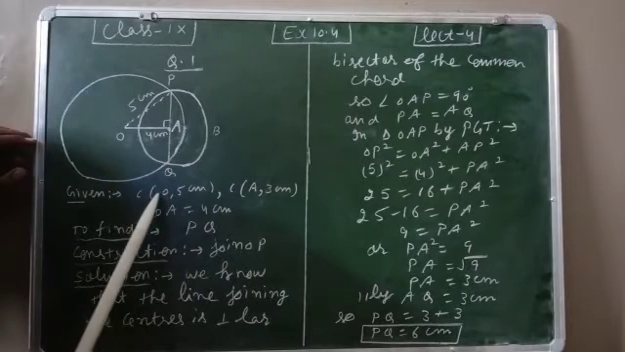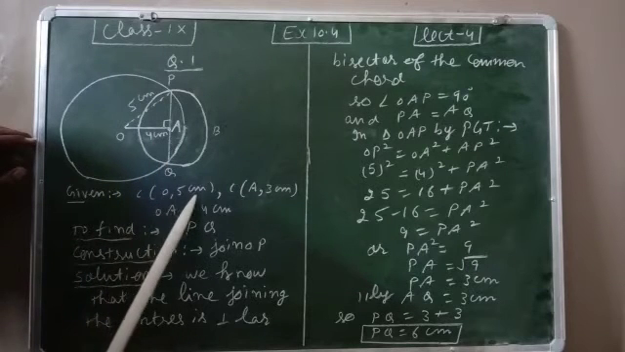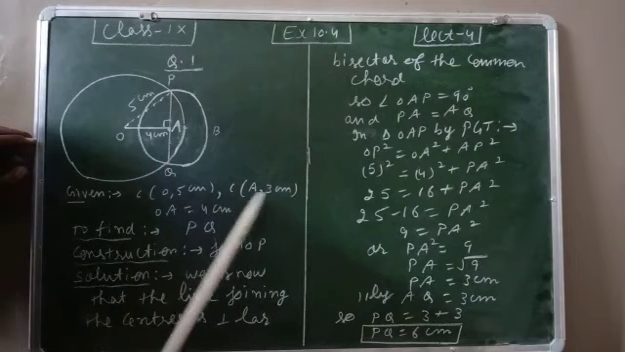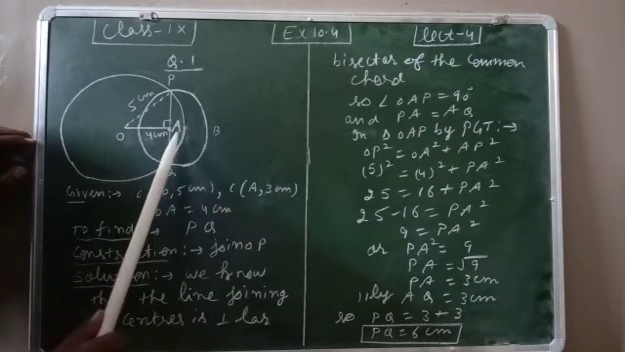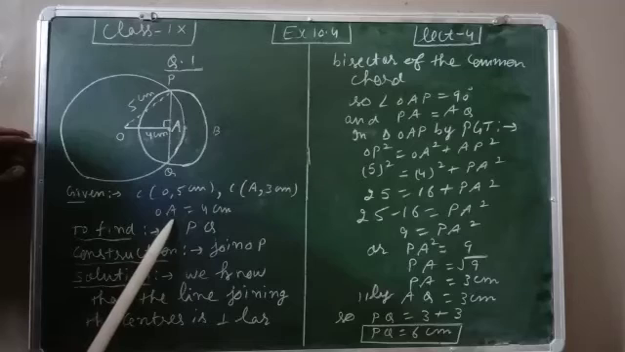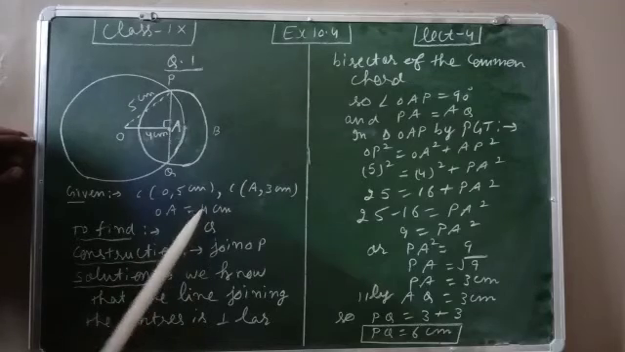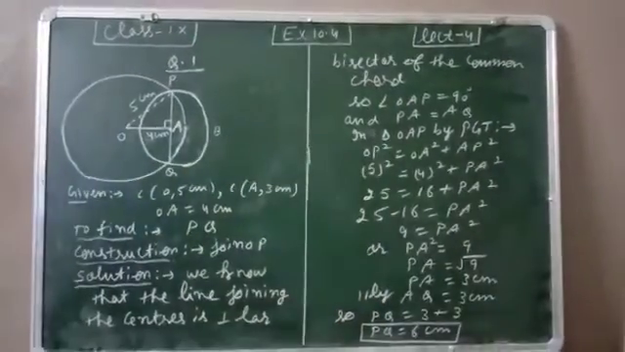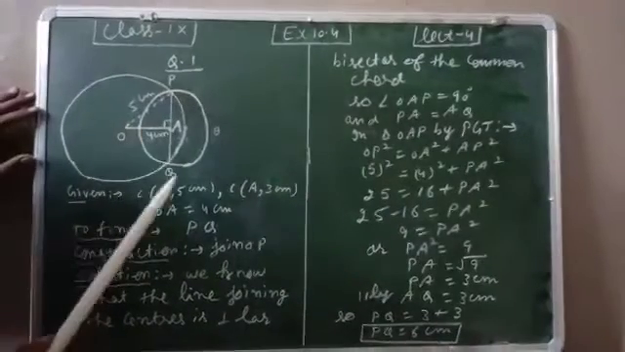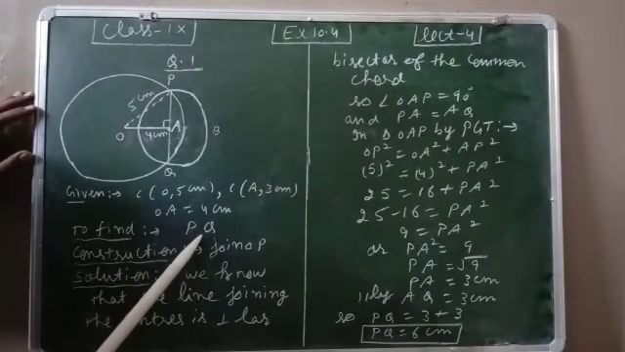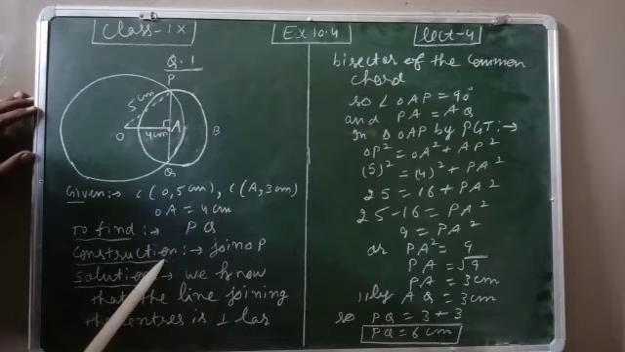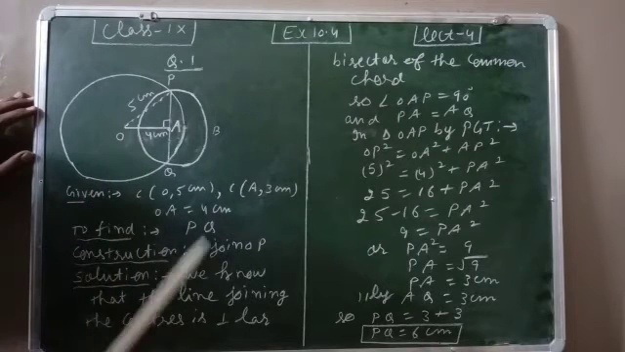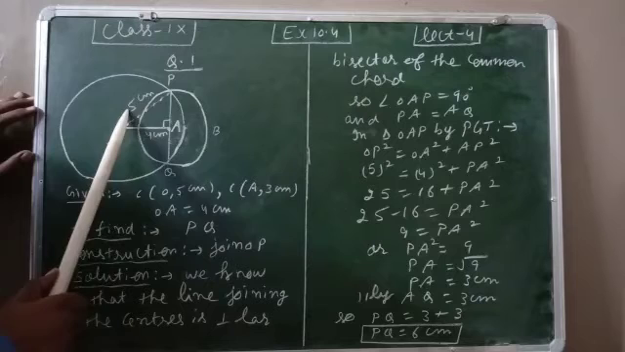So what is given? Circle C, center O, radius 5 centimeter; second circle, center A, radius 3 centimeter; and the distance between the centers of these two circles, OA, is 4 centimeter. Then again I'm sharing the book with you. This last line: find the length of the common chord. If you see here, this is the common chord PQ. So we want to find the length of PQ. A small construction: we have to join OP. So OP is 5 centimeter because the radius of this circle is 5 centimeter.